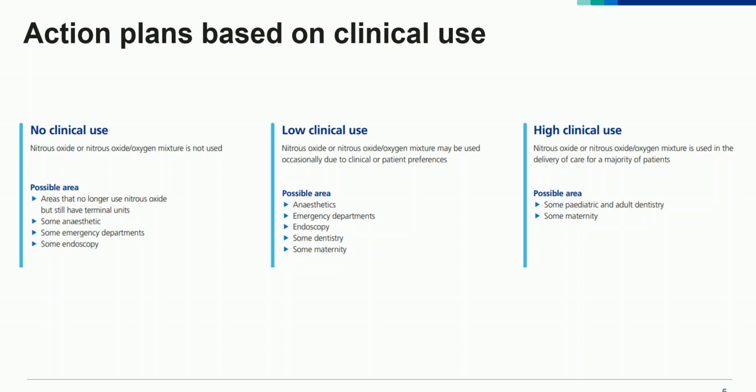Trusts who have run nitrous oxide waste reduction work have identified areas of no clinical use. These could be in areas that no longer use the gases but are still supplied by a medical gas pipeline system. Trusts have also found that some anaesthetic, emergency and endoscopy departments may have previously used one or more gases and no longer require them.